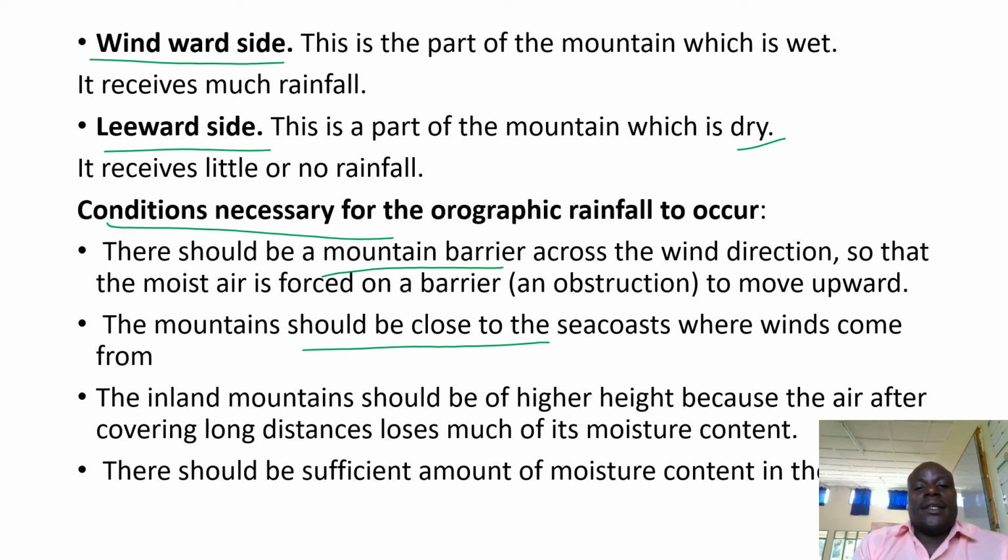And again, if they are inland mountains, they should be of a higher height. They should be very tall in order for winds to reach the condensation level easily. And again, there should be sufficient amount of moisture content for rain to form. The winds must not only be dry, they must be wet. Because as we have observed on the mountain, a side which experiences moist winds gets more rainfall compared to the side which has cold, dry winds.